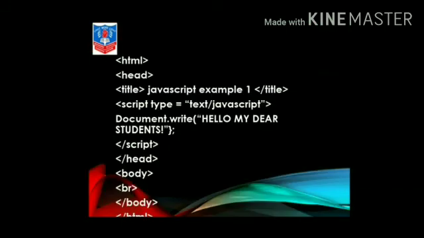This is the coding which I have displayed on screen: html, head, title, JavaScript example 1, title closed. Script type equals text/javascript. document.write, hello students. Script closed, head closed, br means break, body closed and html closed. In the output on the screen you can see hello students is given.